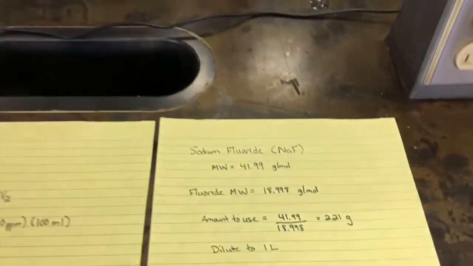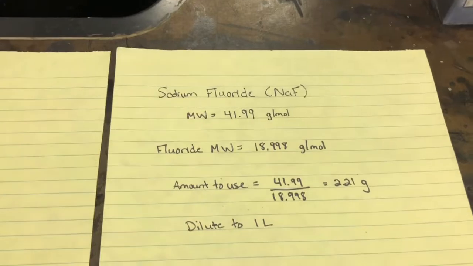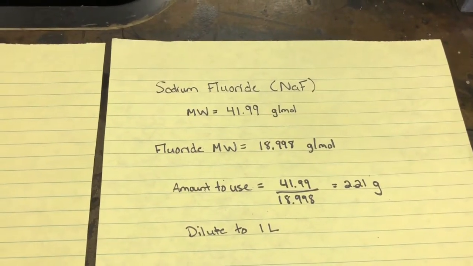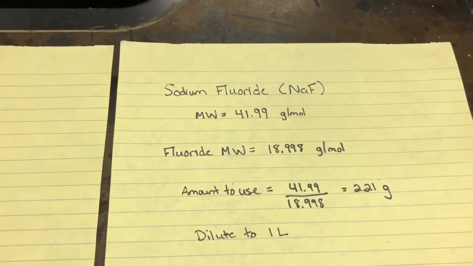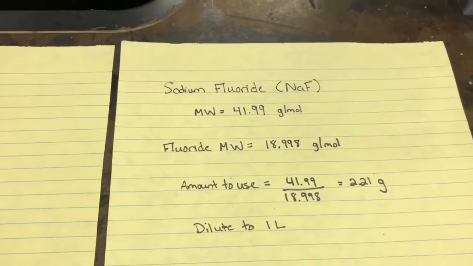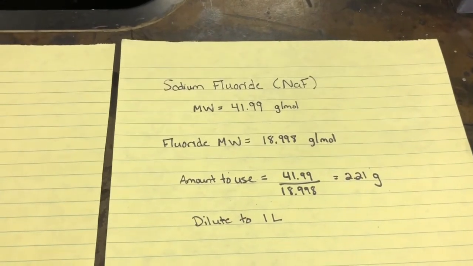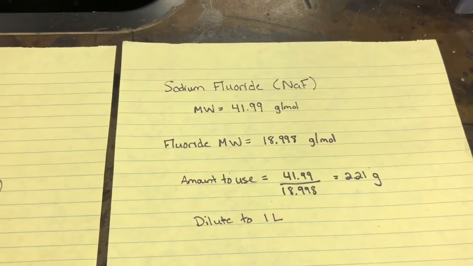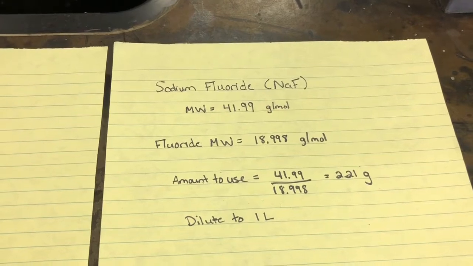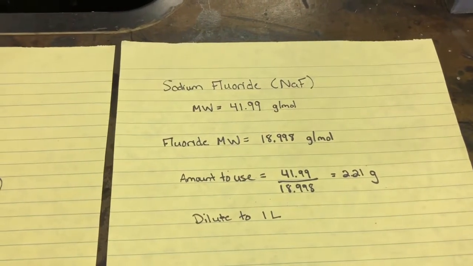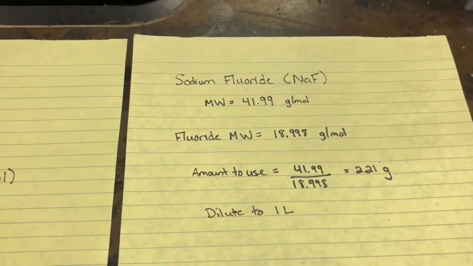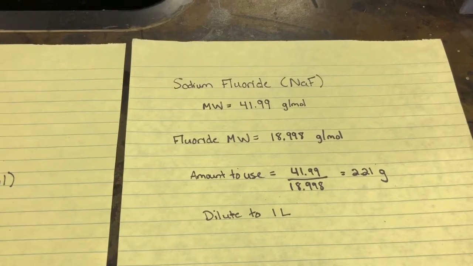So if we look at sodium fluoride, it's NaF. The molecular weight of that sodium fluoride compound is 41.99 grams per mole. That's generally given on the bottle, but you can easily calculate it using the molecular weights from your periodic table. So that's the molecular weight of the compound, the sodium fluoride. But for our purposes today, we're only interested in knowing the quantity of the actual fluoride that's in there, because that's what we're looking to analyze in our experiment. So the molecular weight of fluoride from your periodic table is 18.998 grams per mole.